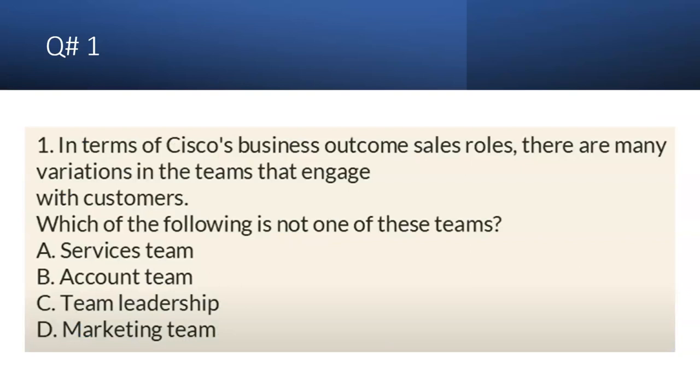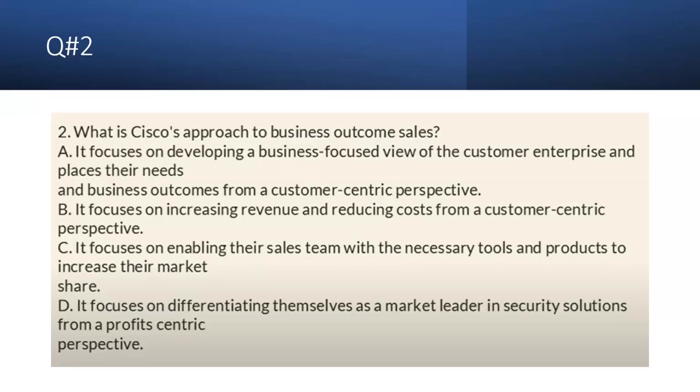The first question is, in terms of Cisco business outcome sales roles, there are many variations in the teams that engage with customers. Which of the following is not one of these items? Here you need to find which one is not one. I give you 5 seconds: 1, 2, 3, 4, 5. You can guess it, and the answer is C.